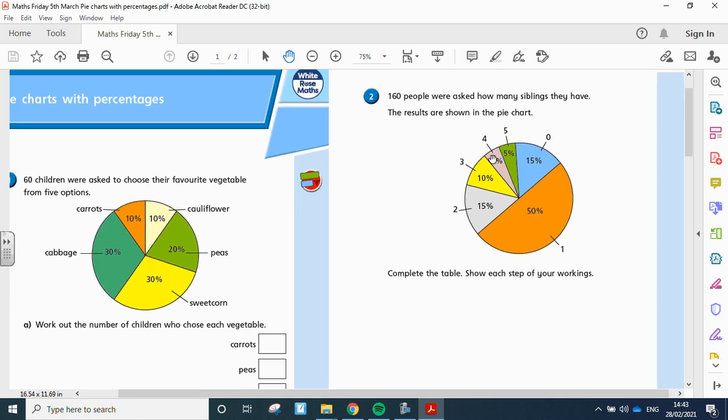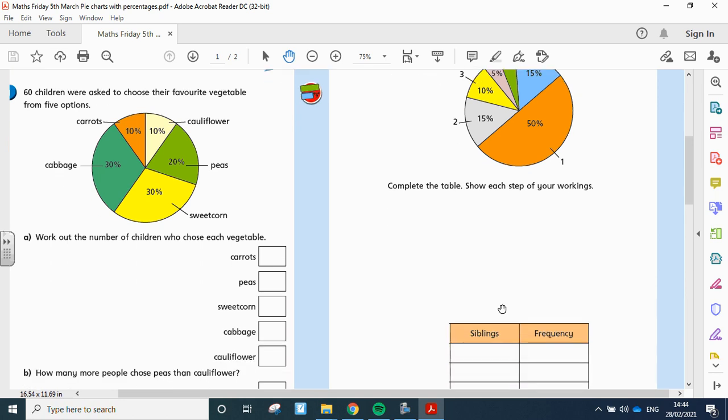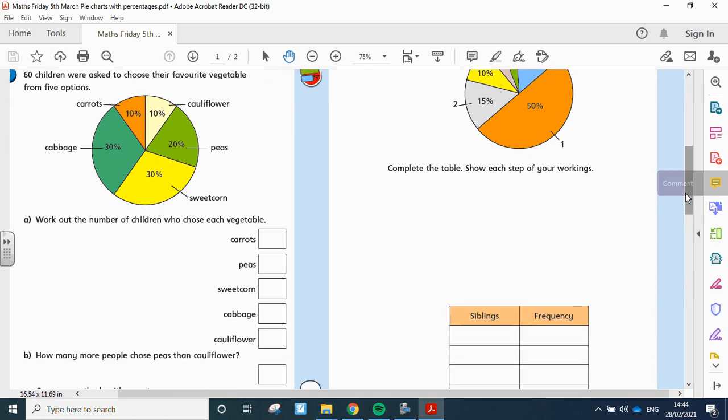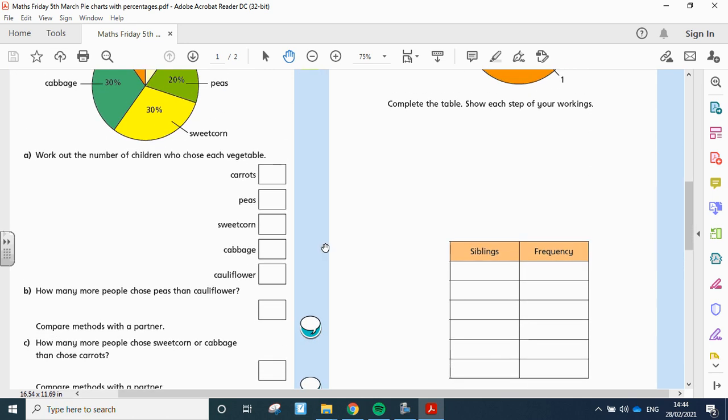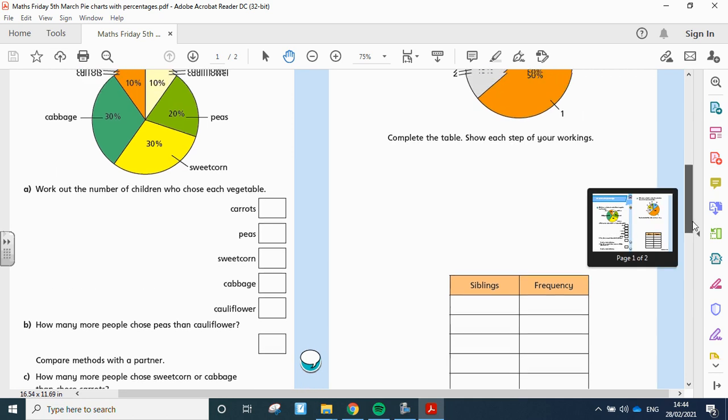160 people. So 160 is the whole circle. 160 people were asked how many siblings they have. Siblings is brothers and sisters. The results are shown in the pie chart. Complete the table showing each step of your working out. I don't know why there's such a ginormous gap for your working out. I was about to say I don't know why there's such a big gap there, but that is obvious now. I've thought about it for a minute. So siblings and frequency. Frequency is just the amount that it occurs.